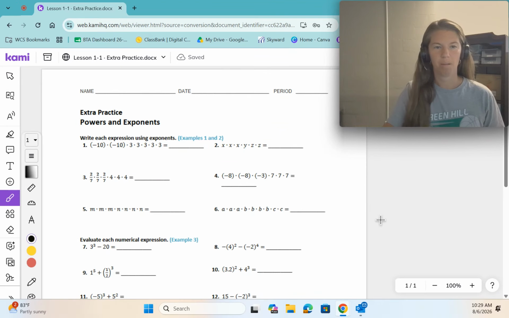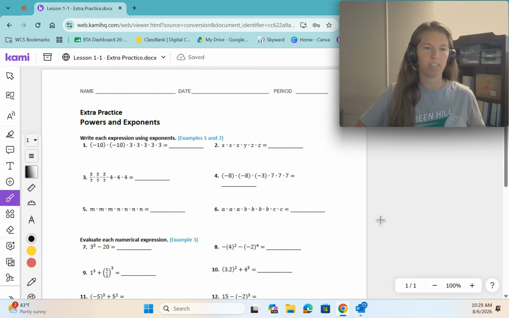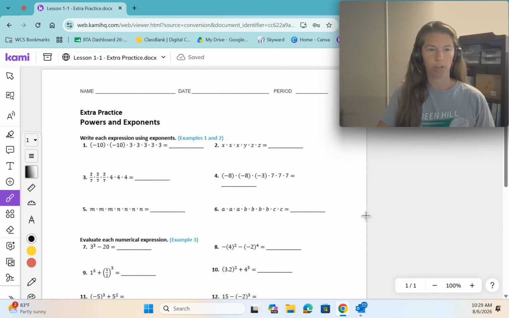Today we will be looking at powers and exponents. First, we're going to write each expression using exponents. Remember that exponents are used when we have repeated multiplication. So in this expression, we have negative 10 times negative 10 times negative 3 times negative 3 times negative 3 times negative 3 times negative 3.